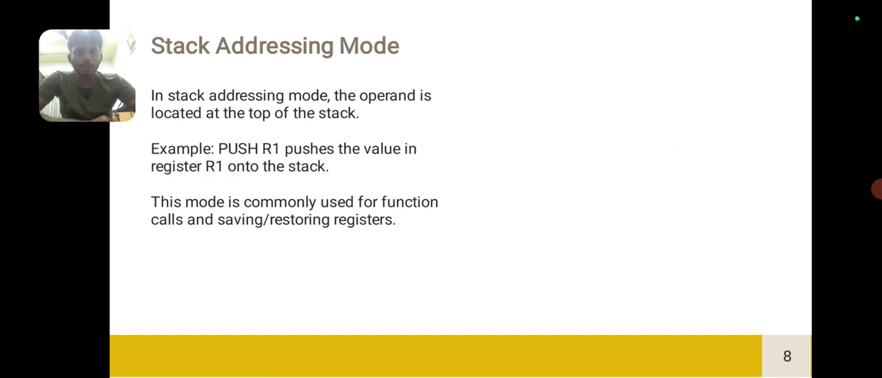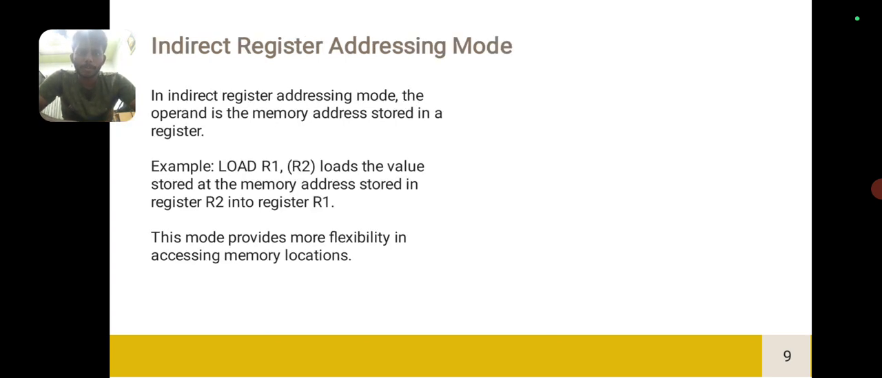Stack addressing mode. In stack addressing mode, the operand is located at the top of the stack. Example, PUSH R1 pushes the value in register R1 into the stack. When we push R1, then R1 will go into the stack. This mode is commonly used for function calls and for saving and restoring registers. When we want to save something, we use stack addressing mode.